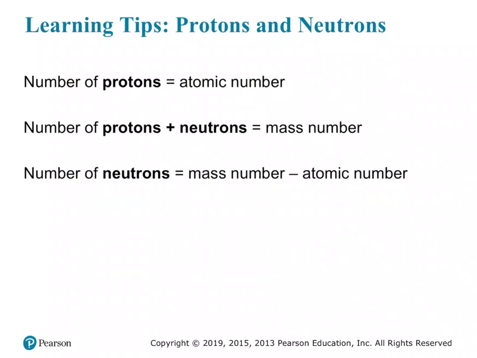All right, so just to summarize, remember that the number of protons is equal to the atomic number, and then the number of protons plus the number of neutrons is equal to the mass number for an atom. So remember, we can rearrange that equation to solve for the number of neutrons if you know the mass number and the number of protons, or the atomic number. So feel free to pause the video and write these equations down because they are really useful.